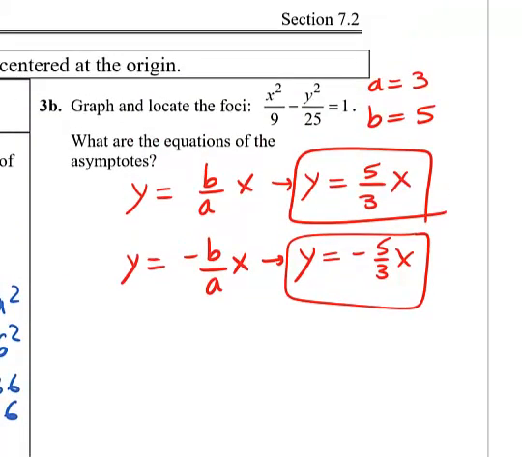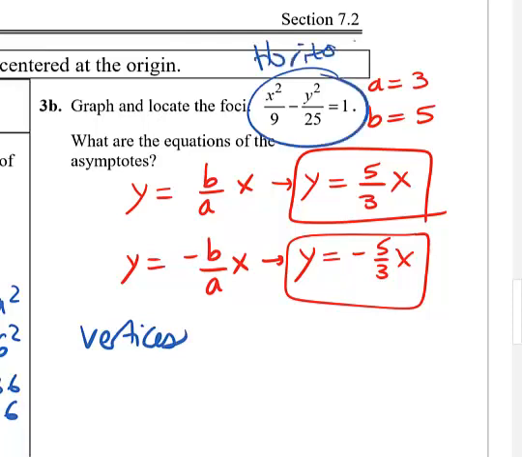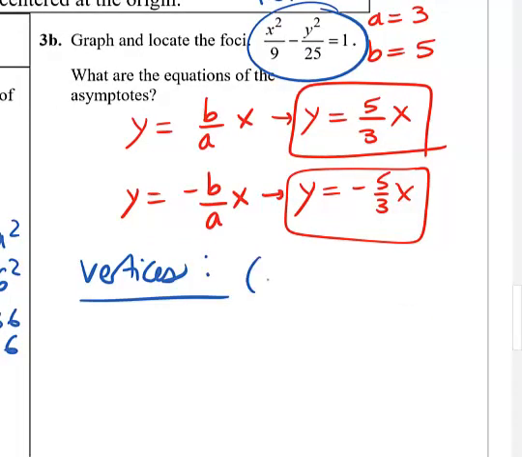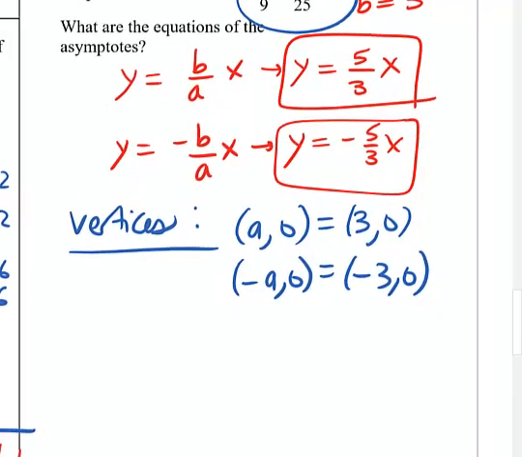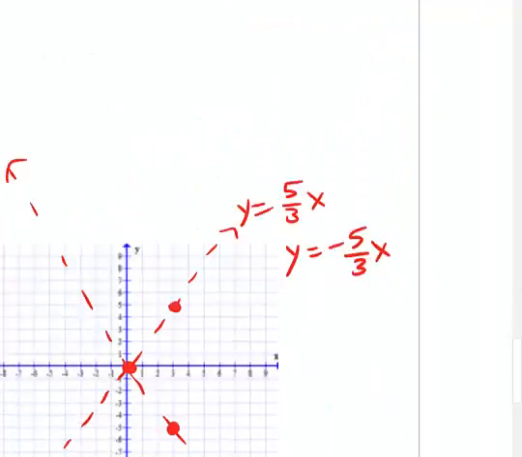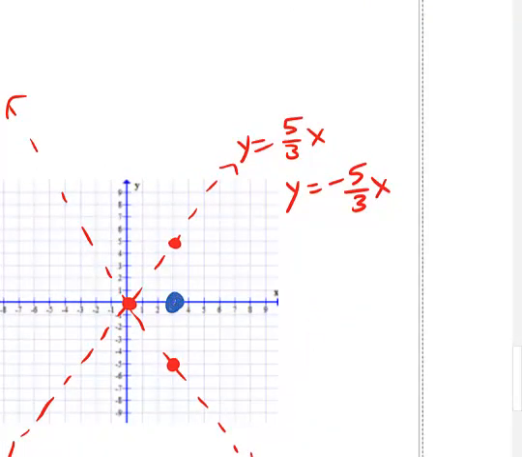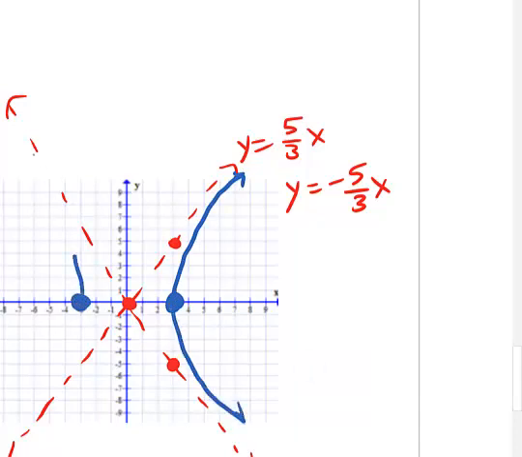Now if I want to graph it, I need to find the vertices, because this is a horizontal type again. The vertices are still going to be located, like in the last one, at (a, 0) and (negative a, 0). We said the value of a is 3, so (3, 0) and (negative 3, 0). If I plot those, that should pretty much give me the graph. (3, 0) is here, and then I'll draw my branches closer and closer to the asymptotes as I go. Same thing at the other one, (negative 3, 0). There they are. That's basically the graph of the hyperbola.